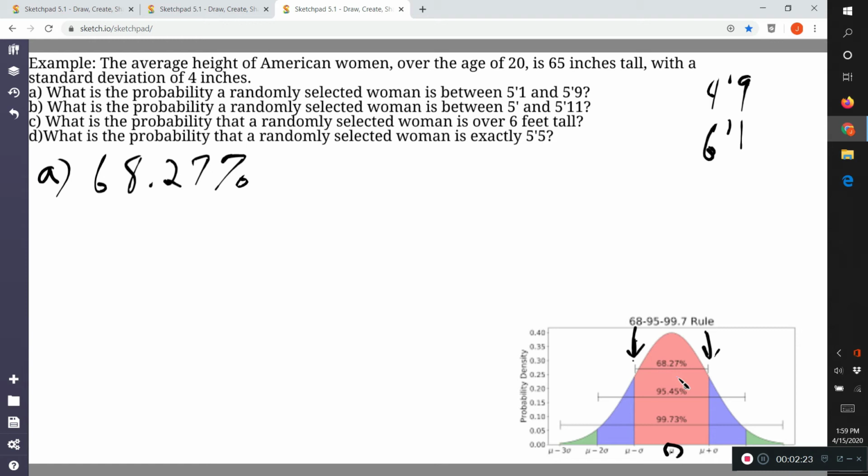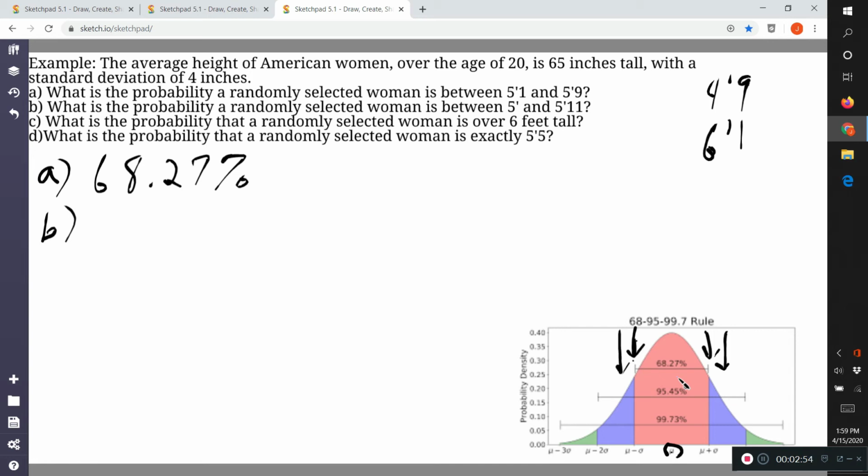Now, part B. This is where we're not going to be able to rely on this little trick anymore. It says, what is the probability a randomly selected woman is between 5 feet, that would be right here, and 5'11", which is right there. So we know it's more than 68%, but we can't work with it because it's not on those exact markers. And this is where the calculus is needed. So we have to construct that formula that we talked about previously.